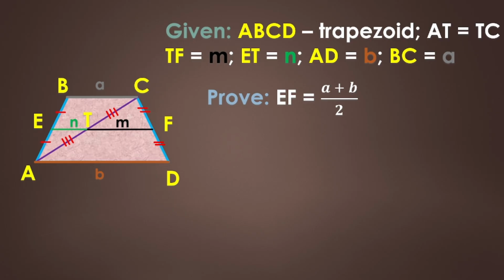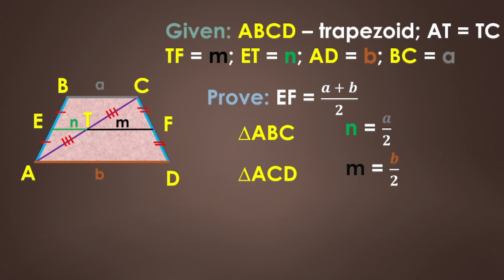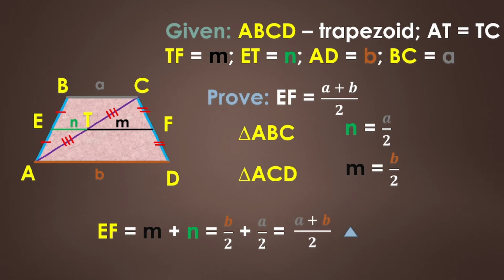And so we take the triangle ABC. In it, the midline N is equal to half the base of this triangle, N equals A divided by 2. Then, in the triangle ACD, we do the same. We find the midline, which is equal to B divided by 2. These segments N and M, if we add them, form the midline of this trapezoid. So we add them and we have that the sum of M and N equals (A plus B) divided by 2, which is what we were asked to prove.